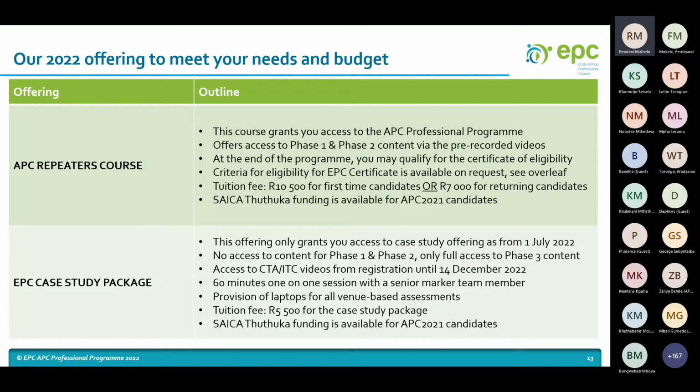In terms of the tuition, we've got what we call the first time candidates. These are the candidates that are enrolling with EPC for the very first time. So you were not with us in 2021, and you were not with us in 2020. The tuition is 10,500. But if you were with us, say in 2020 or in 2021, then you are eligible for the discounted fee of 7,000. So that is the difference between the two prices.